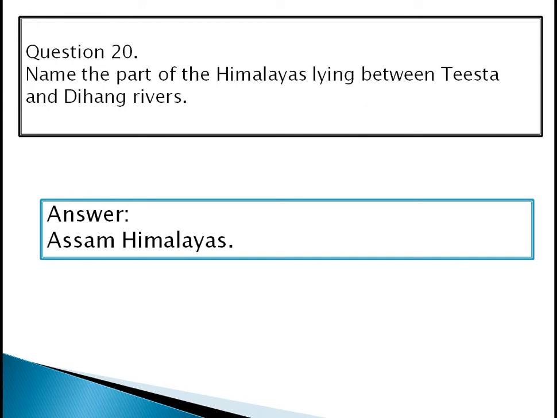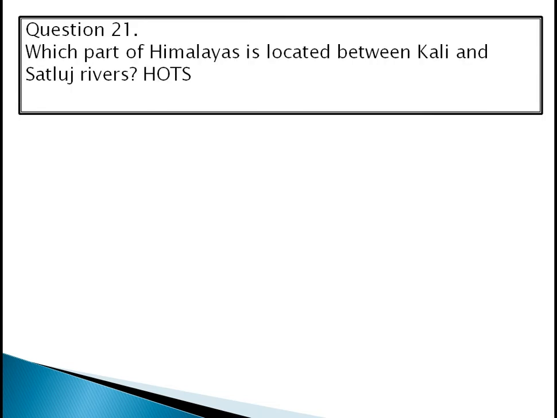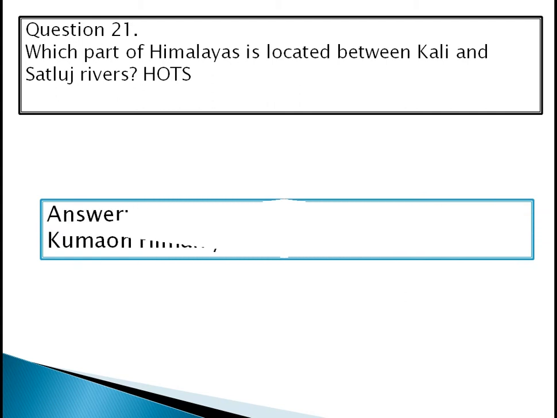Next, moving toward question number 21. Please go through the question. Which part of the Himalaya is located between Kali and Satluj river? Again, the HOT question is there. That's a high order thinking skill. Answer, that's the Kumaon Himalaya.